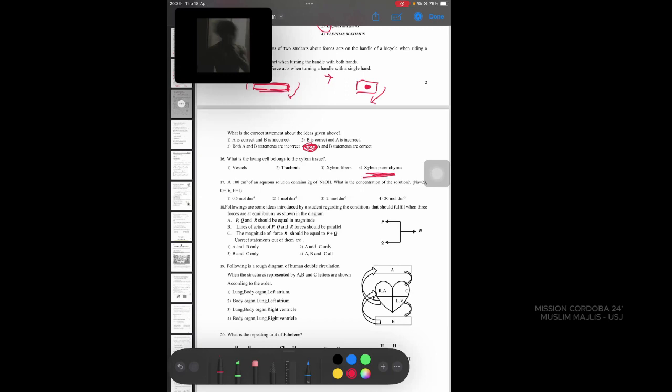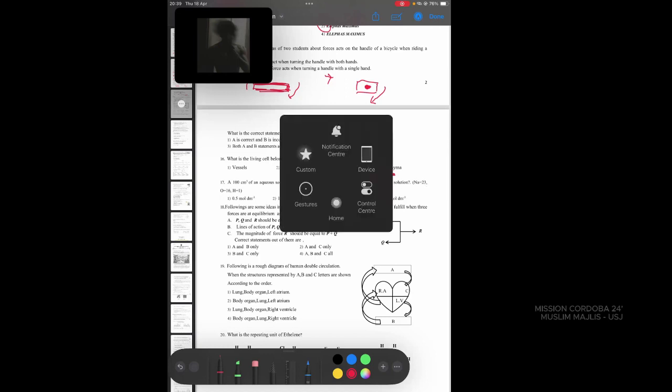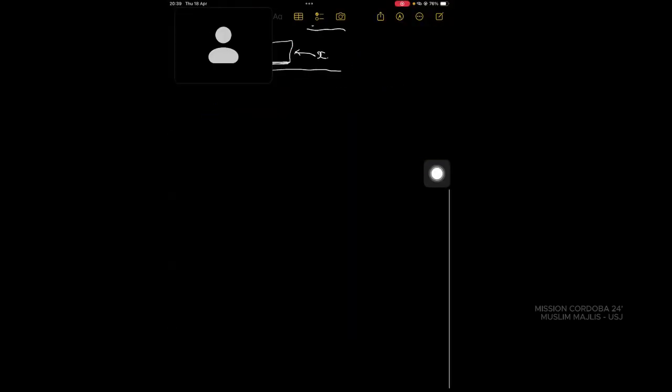Okay. 100 cubic centimeters of aqueous solution of 2 grams NaOH. What is the concentration? The first one. Okay, we'll see. What is the molar mass of NaOH? 40 grams per mole. So n equals m over M. Mass is 2 grams divided by 40. So that is 1 over 20.